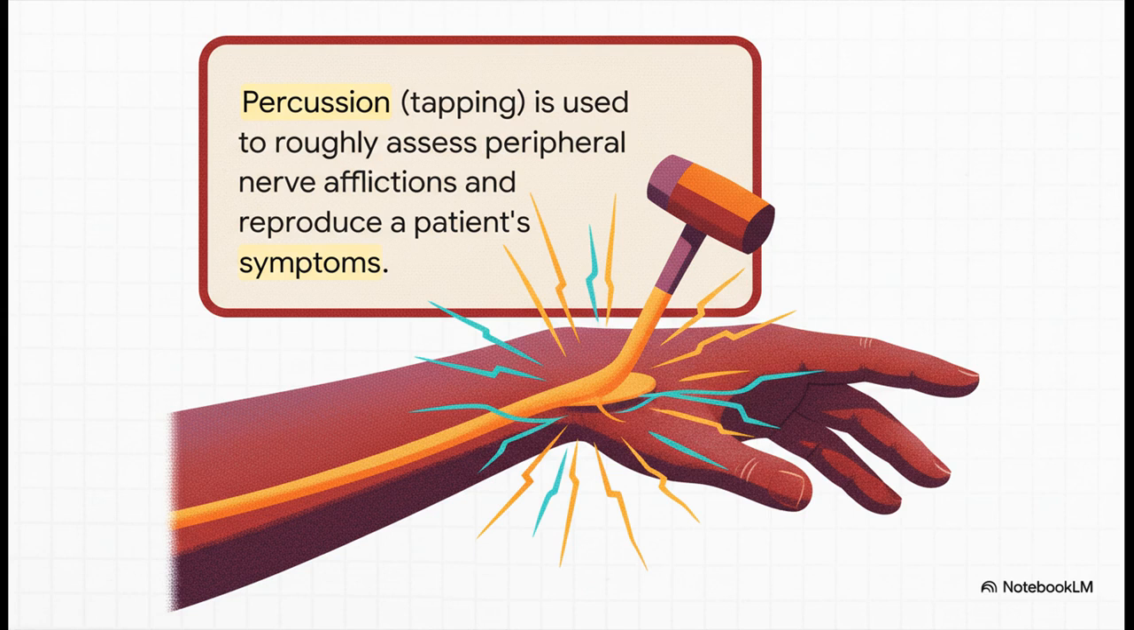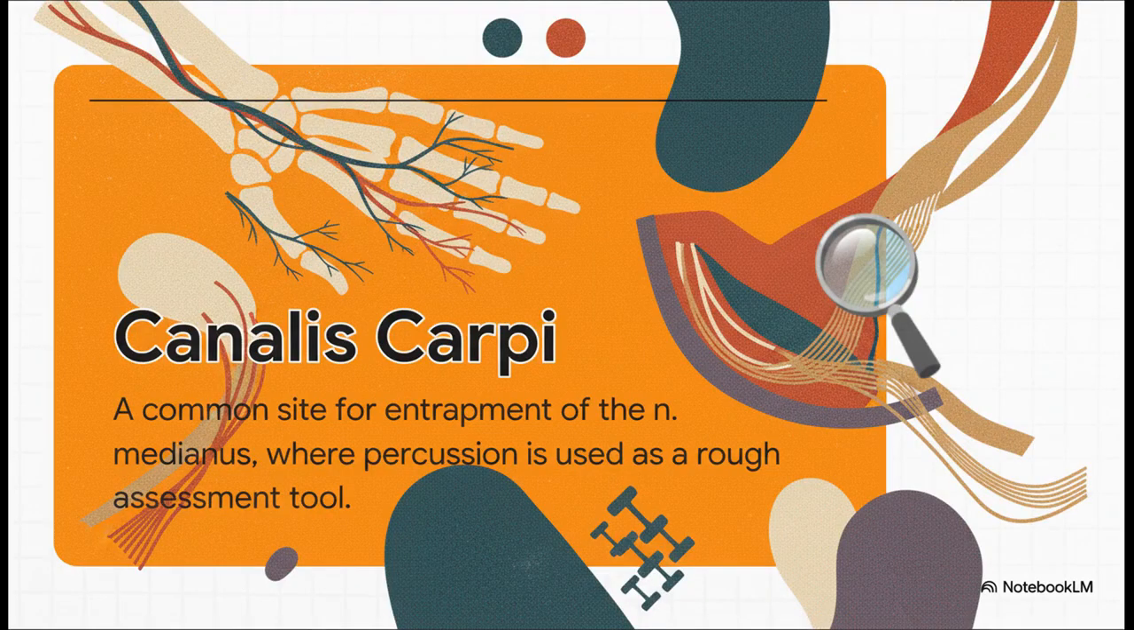And the answer is percussion. Yep, just tapping. It's such a simple, elegant, and really effective way to get a rough assessment of the nerve. It helps you reproduce the patient's symptoms, which gives you a huge clue about where that irritation or compression is happening.